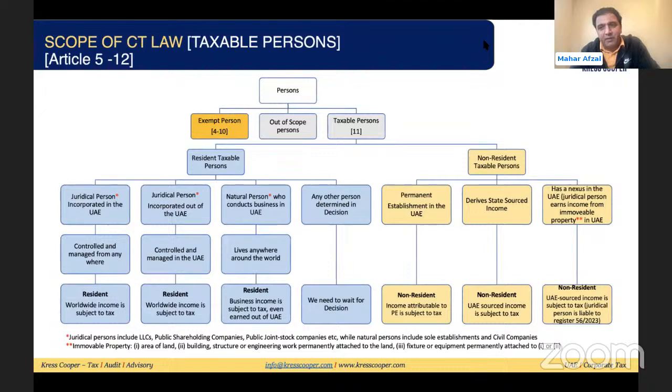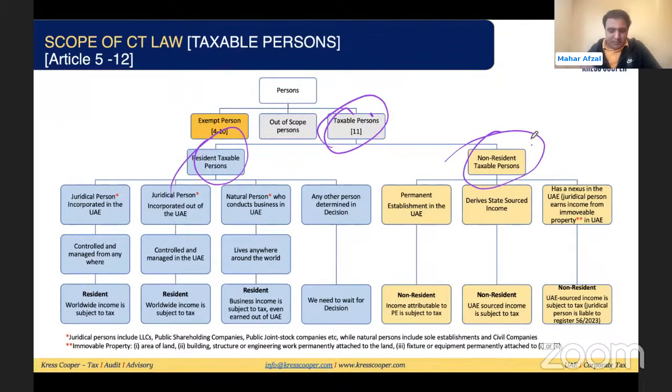I'm going back to the very basic slide that I have prepared. It will give you a very comprehensive scenario, as already discussed, that the persons can be classified into exempt persons, out of scope persons, or taxable persons. These taxable persons can further be classified into the resident taxable person and non-resident taxable persons. In the resident taxable persons, we are discussing here natural persons who are conducting business in the UAE. That natural person are liable to register for corporate tax for their worldwide income related to that business only. We have already discussed this.